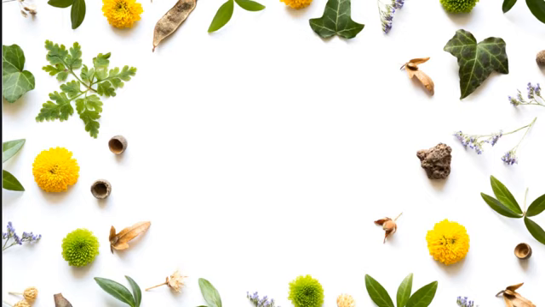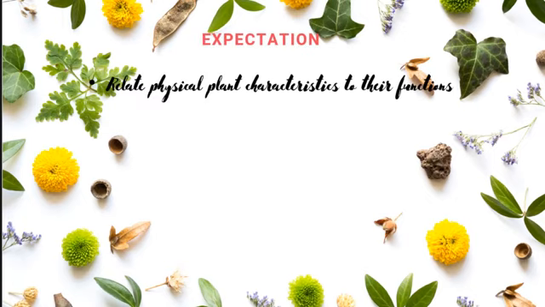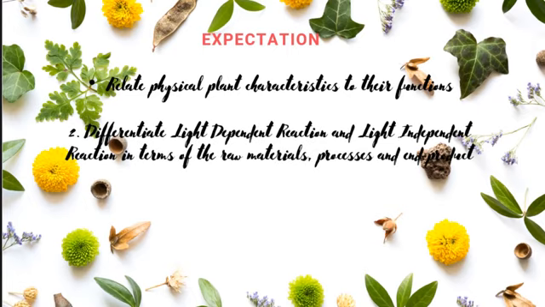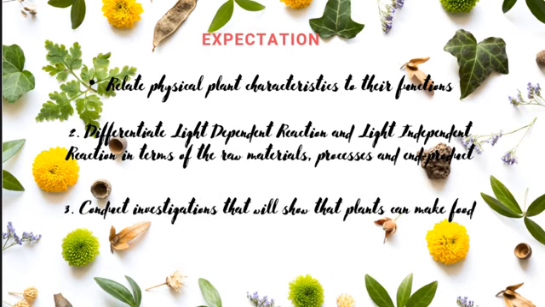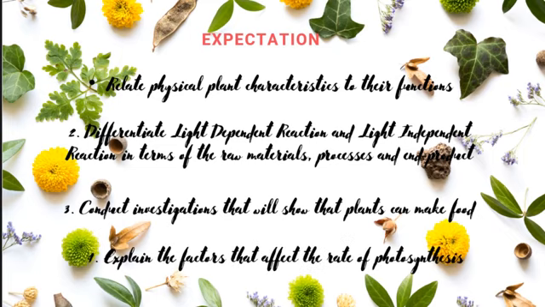Before we begin, let us familiarize ourselves with today's objectives. Number 1, relate physical plant characteristics to their functions. Number 2, differentiate light-dependent reaction and light-independent reaction in terms of the raw materials, processes, and end product. Number 3, conduct investigations that will show that plants can make food. And number 4, explain the factors that affect the rate of photosynthesis.